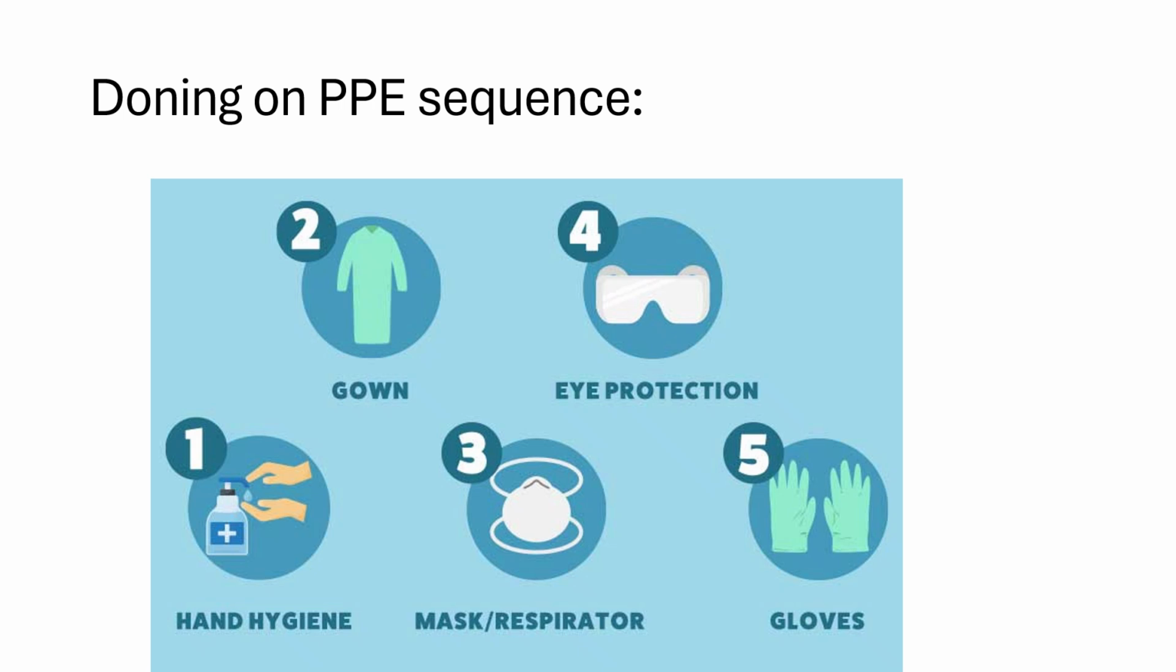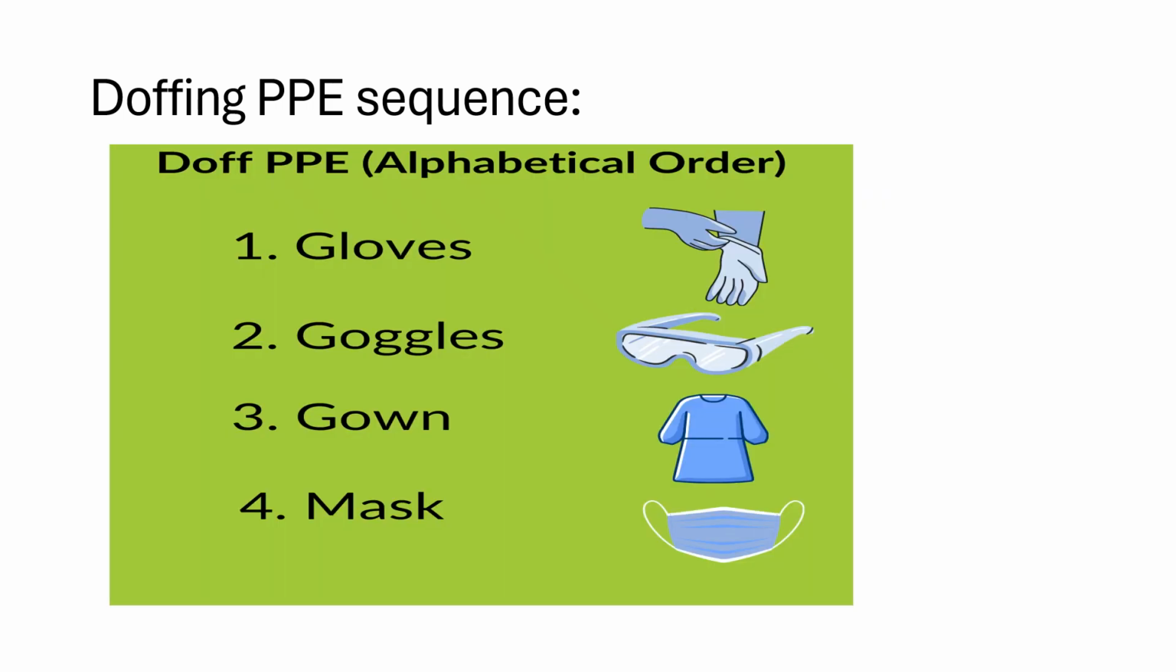The proper PPE sequence should be followed while donning the PPE. Hand hygiene is very important, followed by donning the gown, then the mask or respirator, then eye protection, and the last one is the gloves. While doffing PPE, the first thing to be removed is the gloves because they are highly contaminated, followed by goggles or any eyewear, and next the gown, and then the last will be the mask.